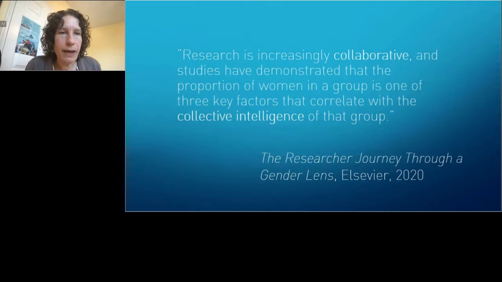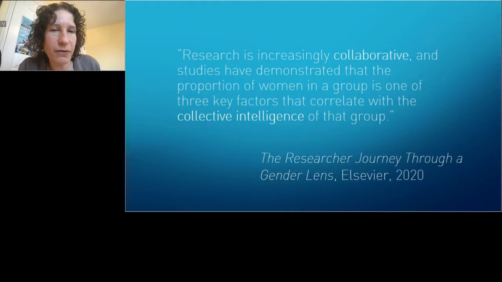As I note, research is increasingly collaborative, and studies have demonstrated that the proportion of women in a group is one of three key factors that correlate with the collective intelligence of that group. But the culture of the computer industry still romanticizes the lone genius and does not necessarily reward collaboration.